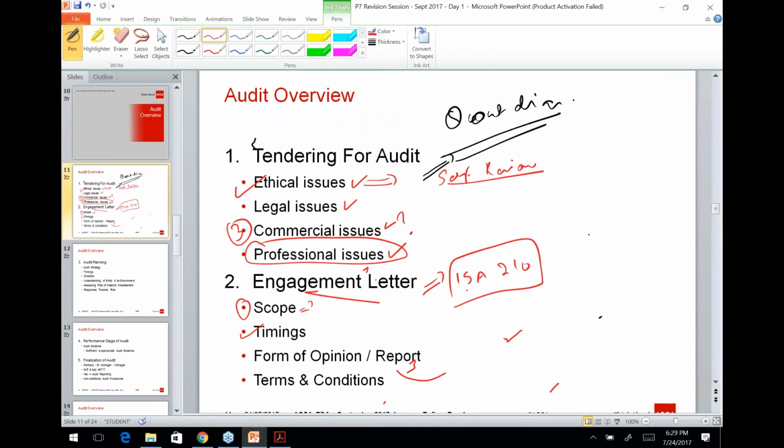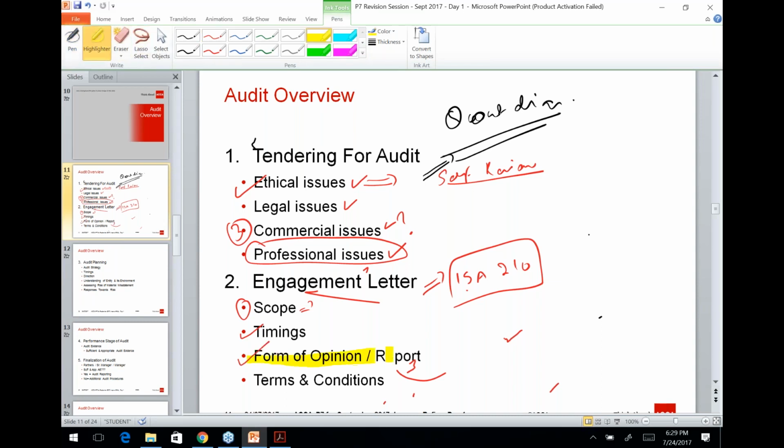Okay, the next area is actually about the timings. When we talk about the timings, there are various things. The client might have set a deadline, which could be that you need to get the audit done by a specific date, or there could be other things specific to the client, such as having to perform a cash count or inventory count on a specific date, etc.